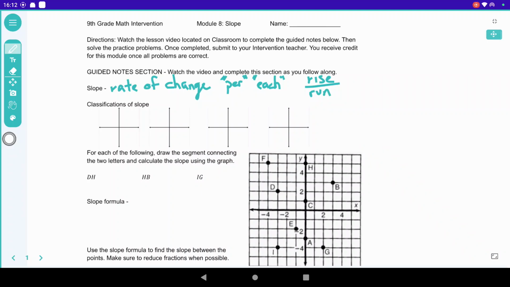Good day everyone. Today we are talking about Module 8, Slope. So first we define slope, which is the rate of change. Some key words when you're doing word problems are per and each. When you see those words, those are telling you where your slope, your variable, that is. Another definition people like to use is rise over run.